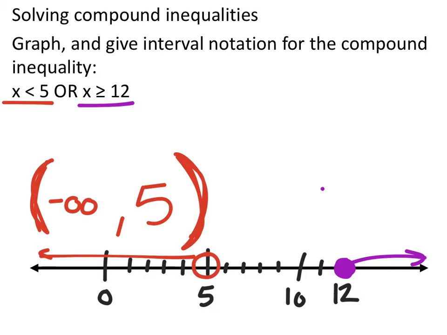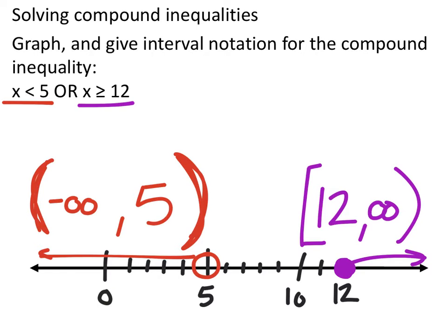So 12, with that purple number line, it's included because it's a closed circle, so I got a square bracket right there. And then how far to the right does this number line go? It goes to positive infinity. And just like we talked about before, infinities are never actually included in the solution set, so I need a regular parentheses around that infinity side.